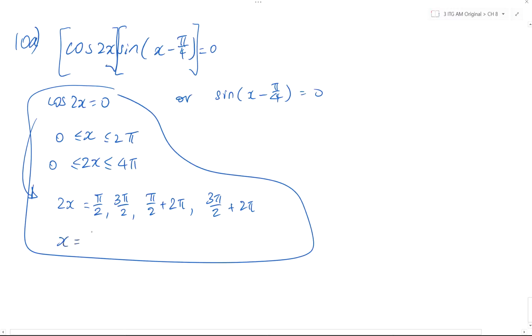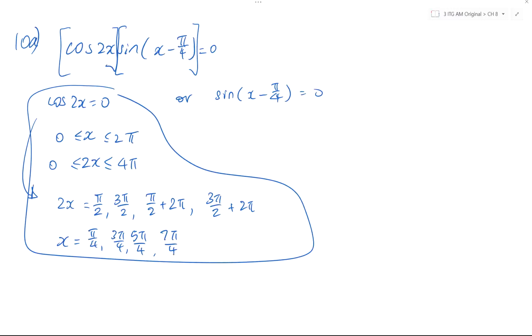Then of course you can get your x values of pi over 4, 3 pi over 4, 5 pi over 4, as well as 7 pi over 4. You see, by doing so, we end up with the x values all the way from 0 to 2 pi. If we didn't write down the range of this 2x from 0 to 4 pi, we might have stopped over here and then we'll lose the other two answers. So that's why I want you all to have the habit of writing down the range.